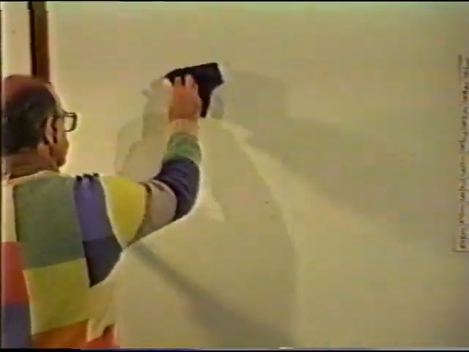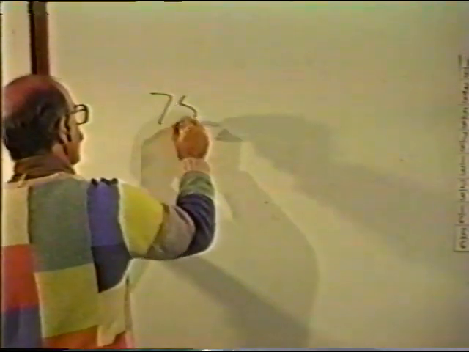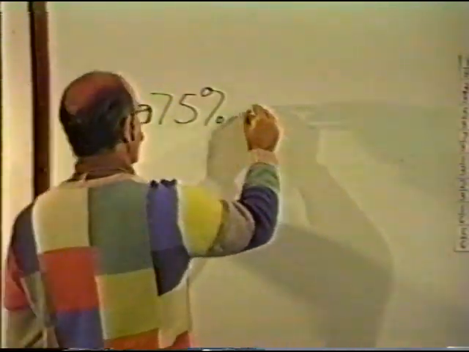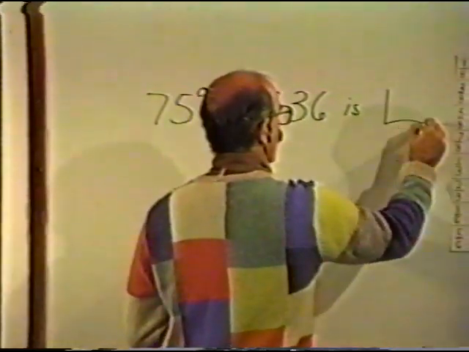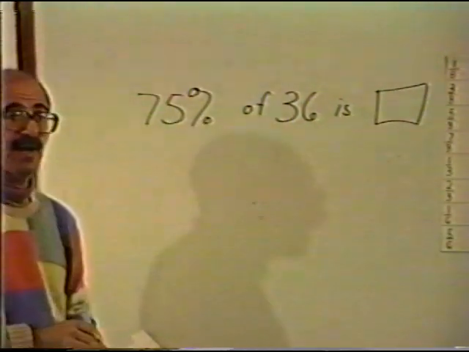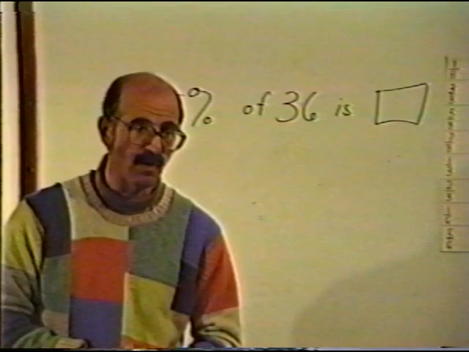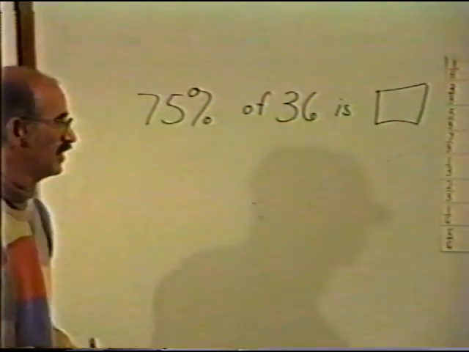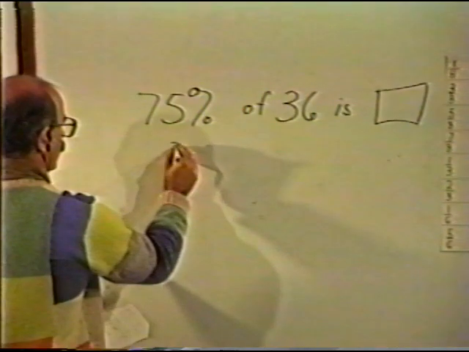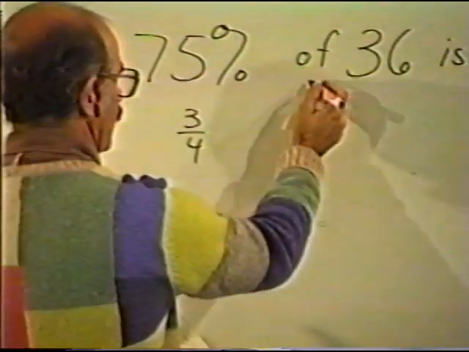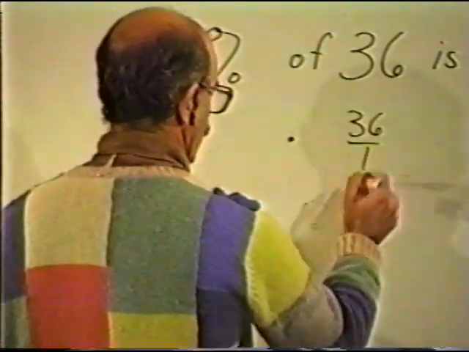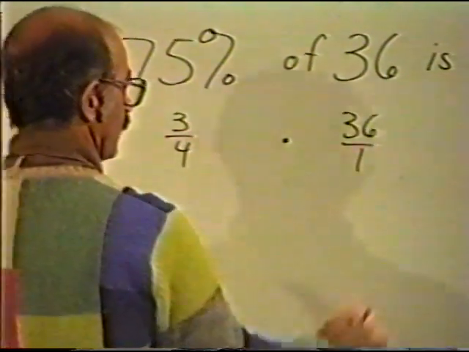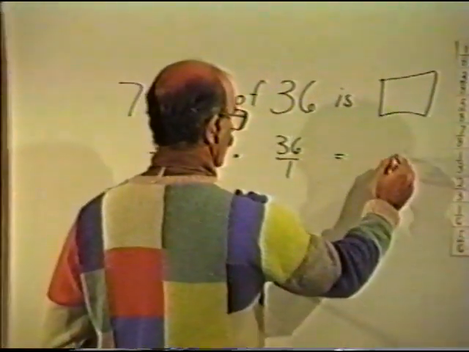Here's the next one. 75% of 36 is what? 75% is a percent that you all know. What is it as a fraction in lowest terms? 3/4. Of becomes times. 36 over 1. Is becomes equals, and the box becomes x.